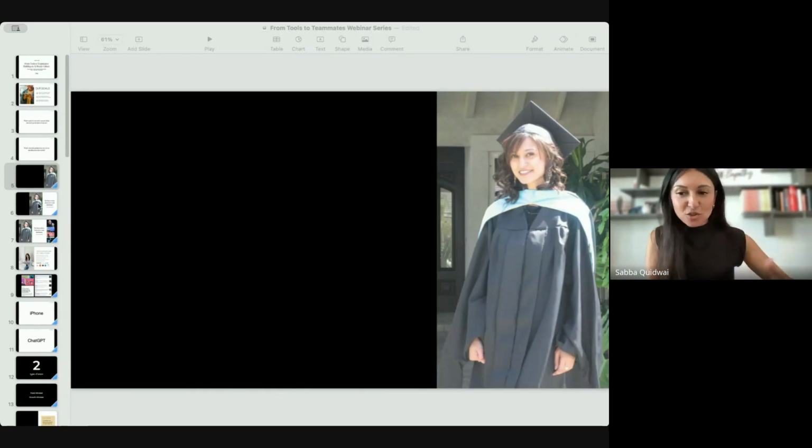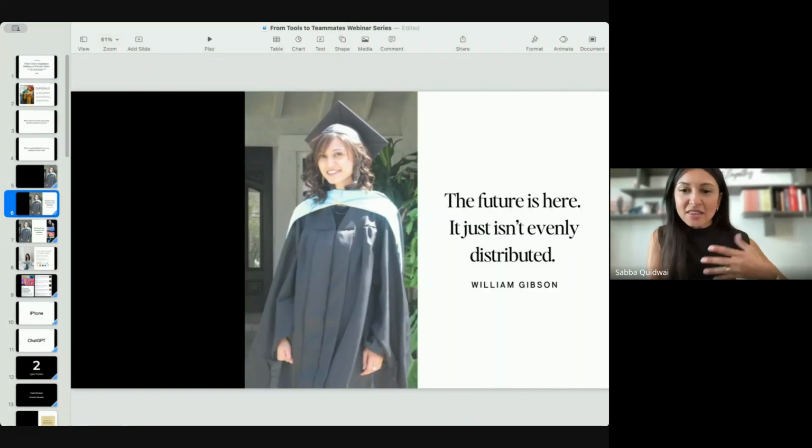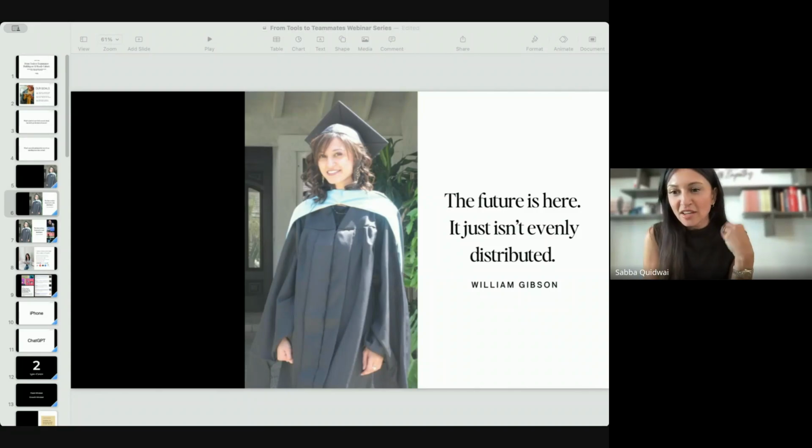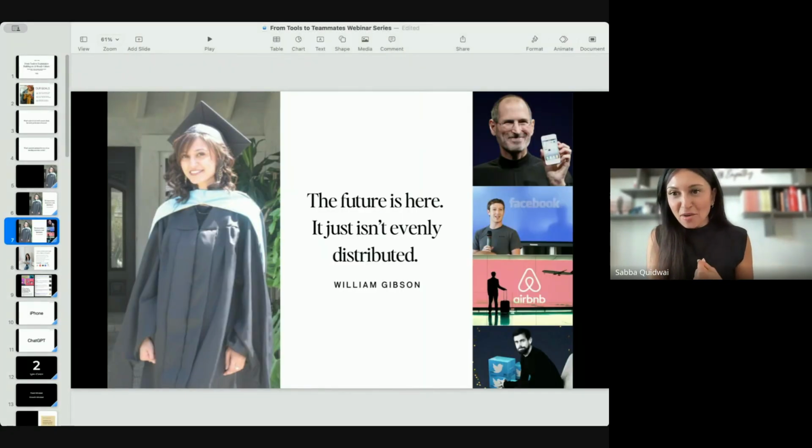So as I started doing more research, how do you develop this mindset? How do these things happen? This quote from William Gibson is one I come back to a lot: the future is here, it just isn't evenly distributed. Because while in 2007, I was losing my job, right?